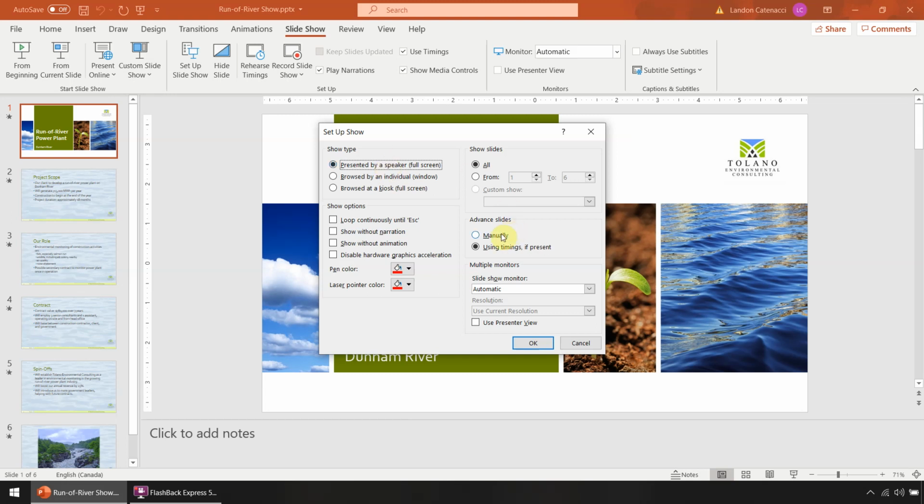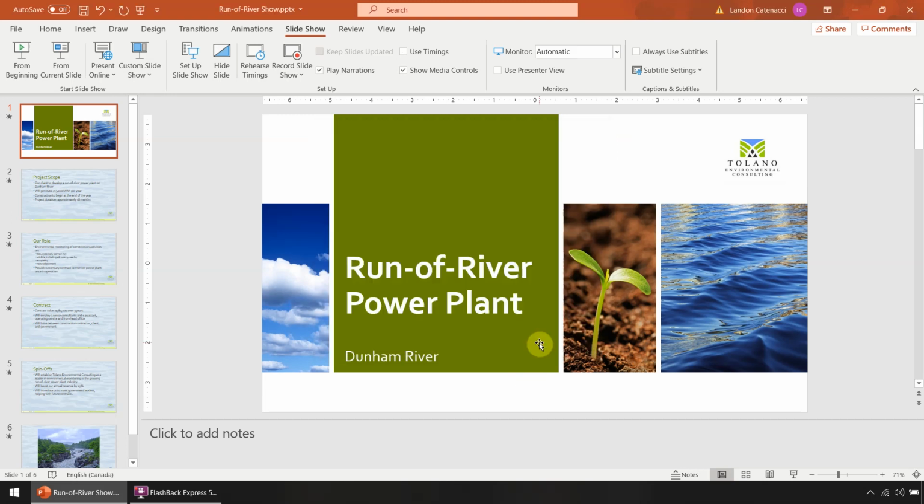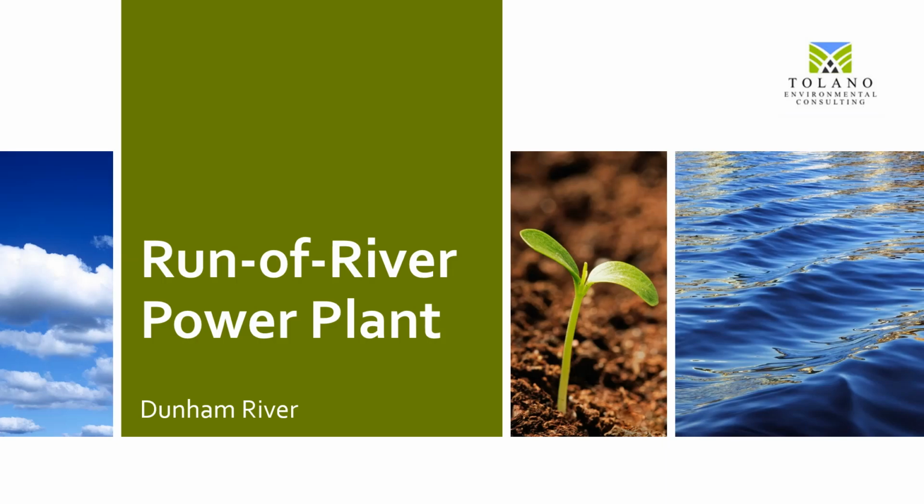So where it says advance slides, we're going to say manually, meaning that someone is, again, presenting to an audience and they are just moving through the slides one at a time through, let's say, the arrow keys on their computer or page up, page down. Let's go ahead and click on OK. And in the slideshow tab, in the Start Slideshow group, let's click on From Beginning so that we can start our presentation from the very first slide.